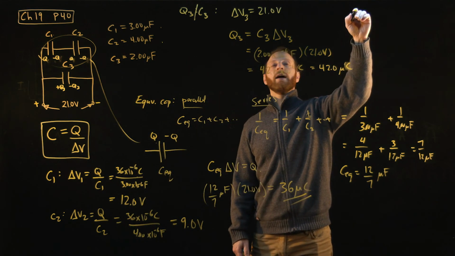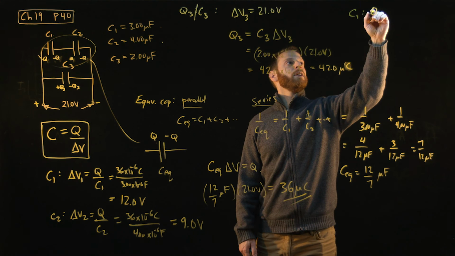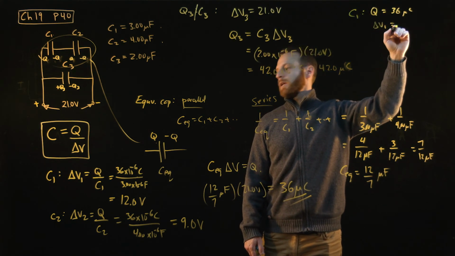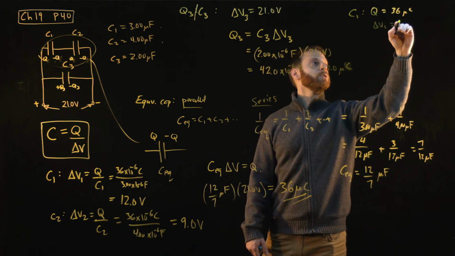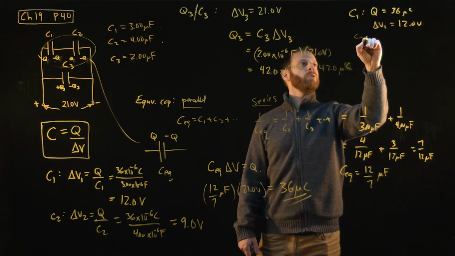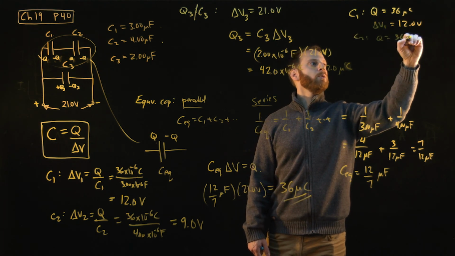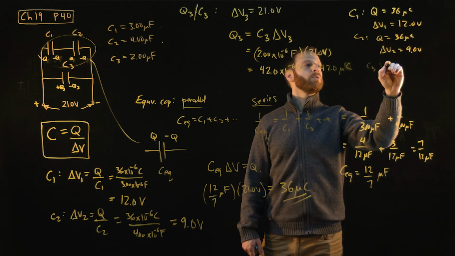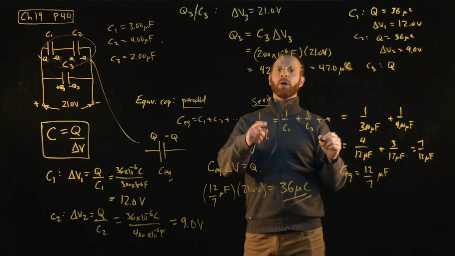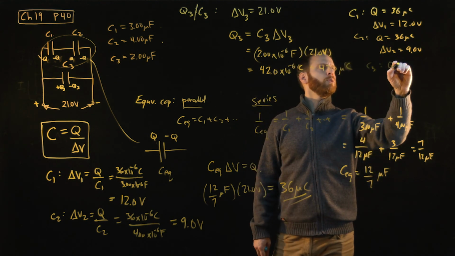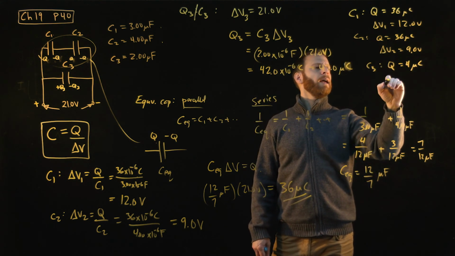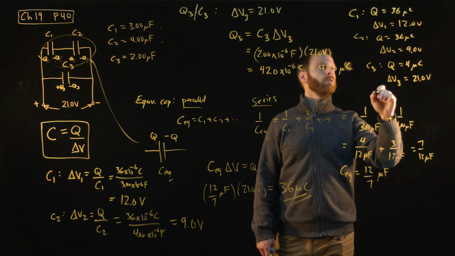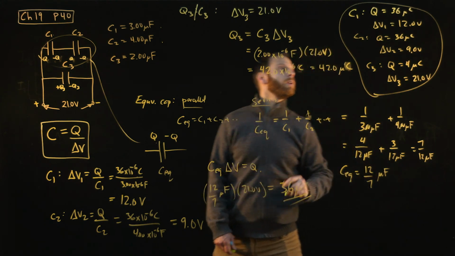So, in summary, what do we have? For C1, we have Q equal to 36 microcoulombs, and the voltage we found to be 12 volts. For C2, we found the charge to be the same, 36 microcoulombs, and the voltage to be 9 volts. And for capacitor number 3, we have the charge, which was 42 microcoulombs, and the voltage for that one was the full voltage of 21.0 volts. And that would be your final answer.